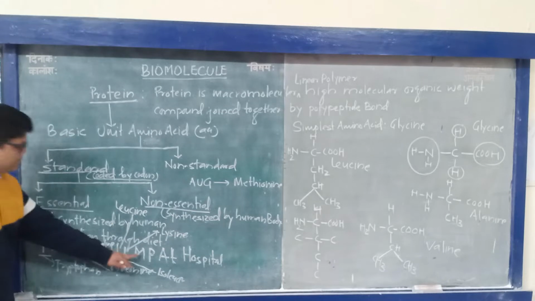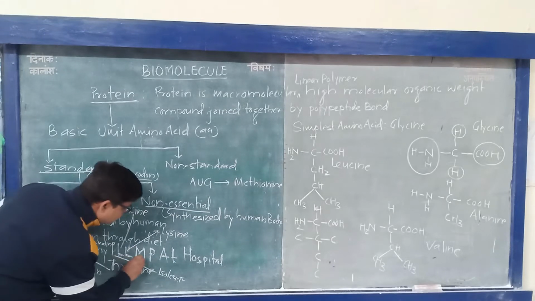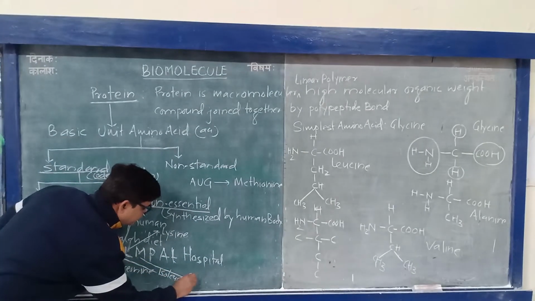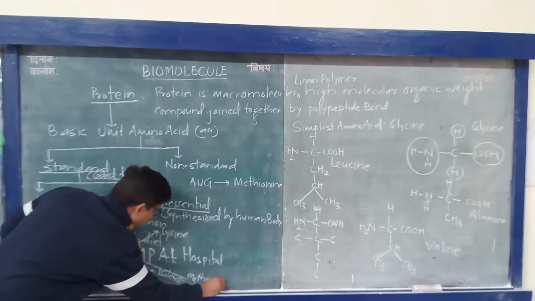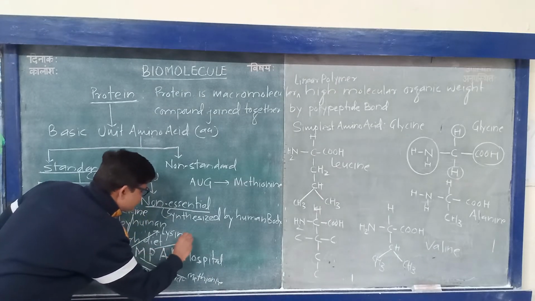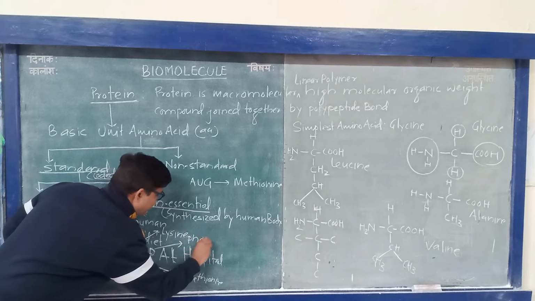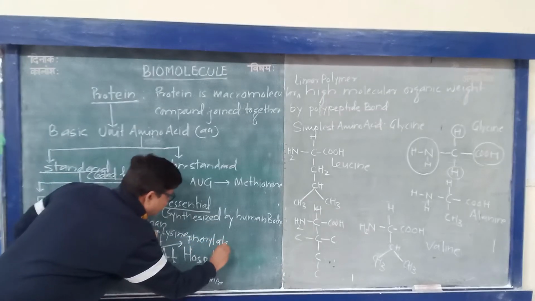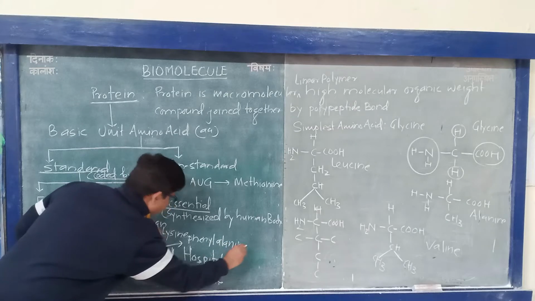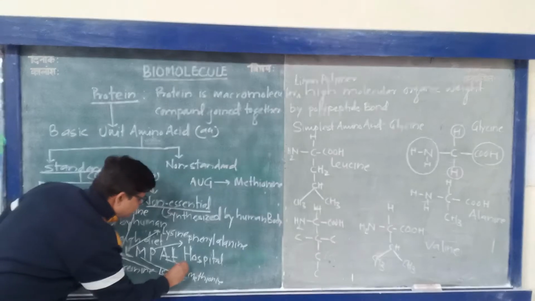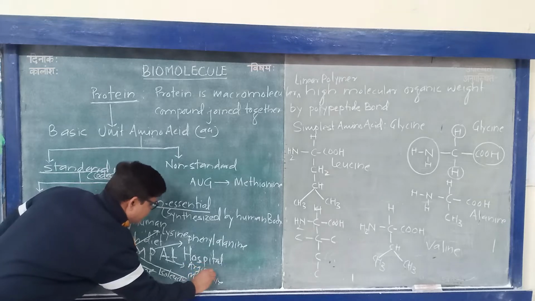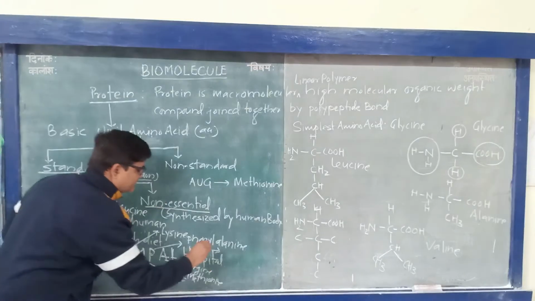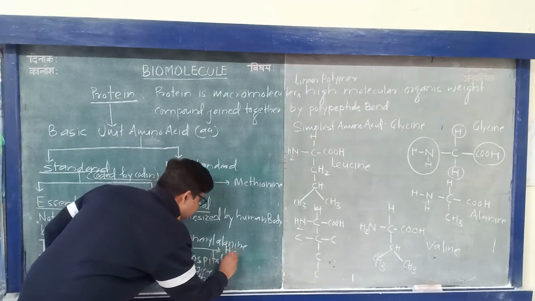Then MP: M means methionine, and P means phenylalanine. Then A means arginine, and H means histidine.